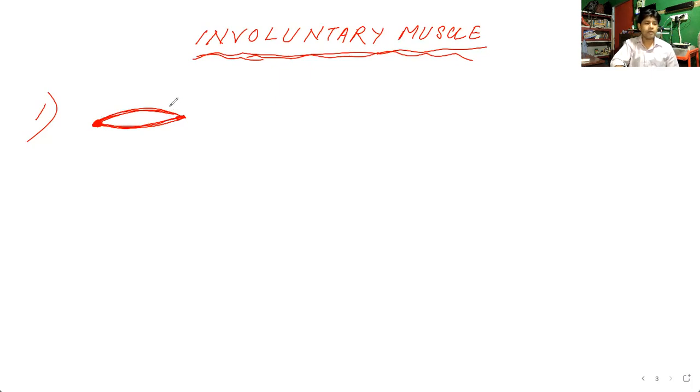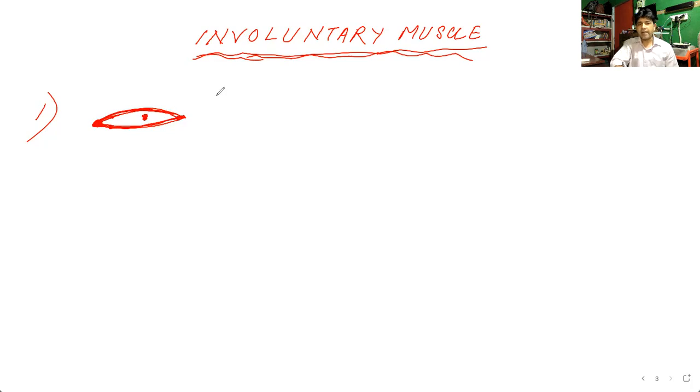Okay, they have so many branches. Many branches we will get from that, and they are uninucleated. Uninucleated means they have only one nucleus in them. So what are the characteristics I told? They are long but pointed ends. The cells of the involuntary muscle have pointed ends. They are uninucleated. They have only one nucleus in them.